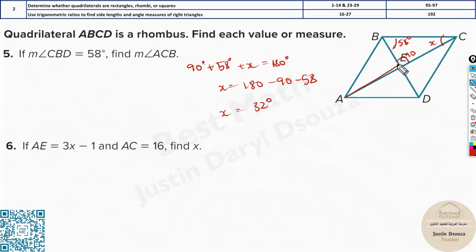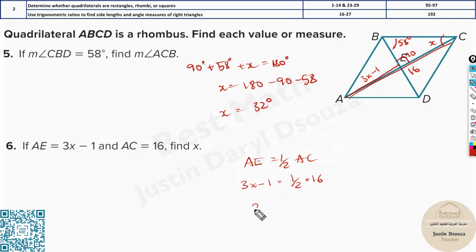And over here we have AE. Let's see, this is given as 3x minus 1. And AC over here, the total length is given as 16. What is x? Now you can do it in two different ways. I know that AE is half of AC, because AC is the total length, right? AE will be equal to half of AC. So what is AE? We can just substitute: 3x minus 1 is equal to half of AC, which is 16.